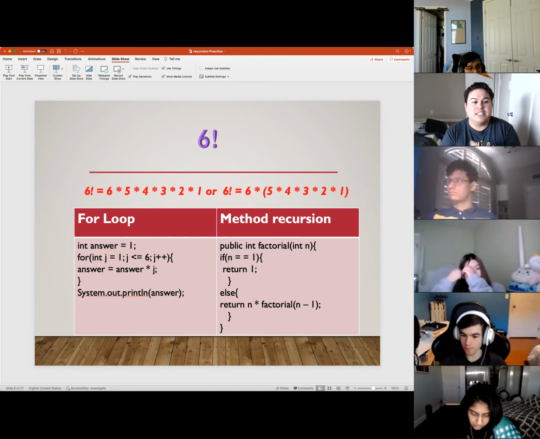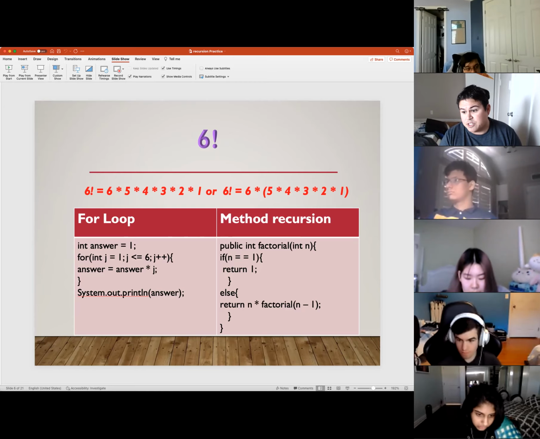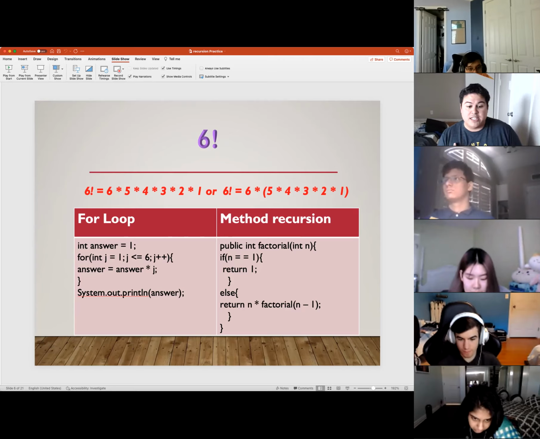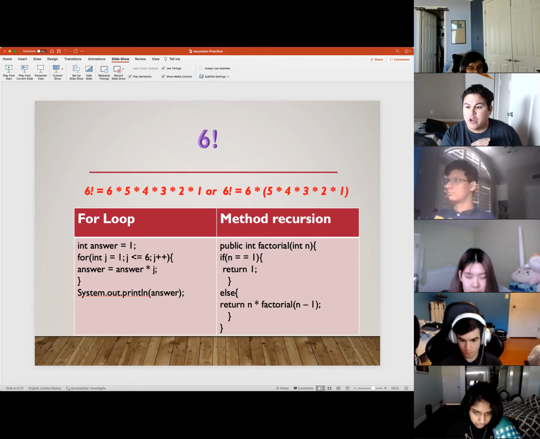So let's take a look at this for loop. We have 6 factorial, which is 6 times 5 times 4 times 3 times 2 times 1. In a for loop, we say: int answer = 1; for (int j = 1; j <= 6; j++) answer = answer * j. If I were to ask you guys how to do a factorial at this level, everyone should get this right. Everyone should get 100% on a standard for loop of doing factorials.